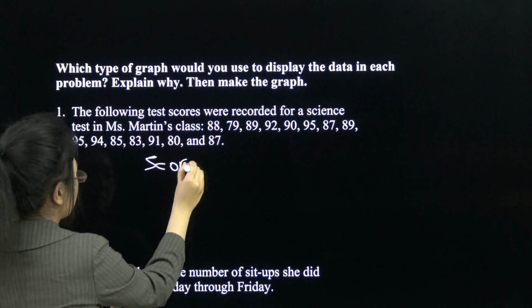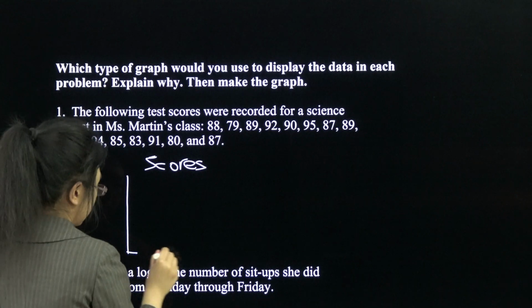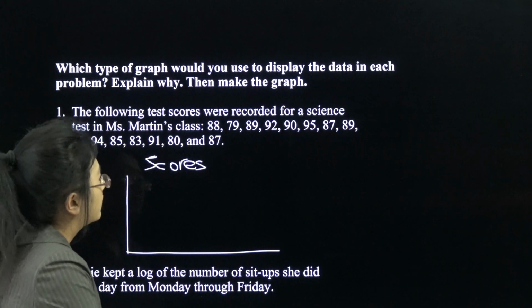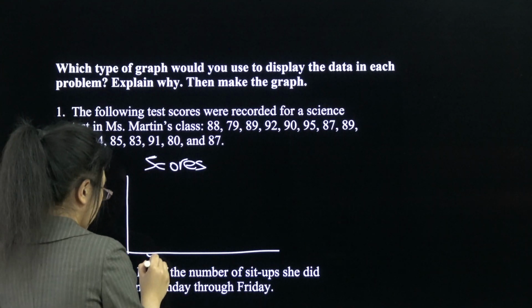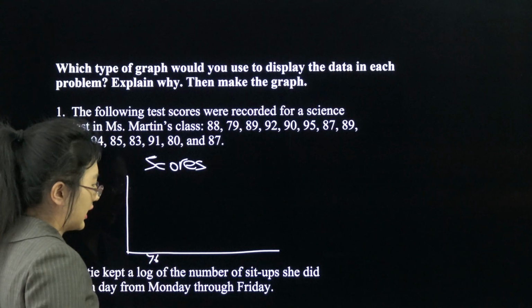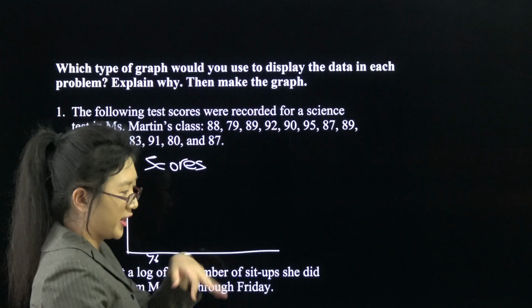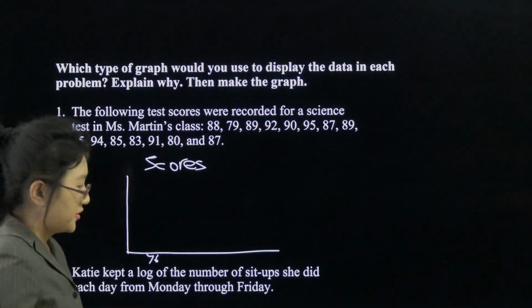Scores shall be the title. And then the horizontal one. So what would be our intervals? Well, we can do it in 5. Like 76 to 80, 81 to 85, and so on. I'm going to label it after.